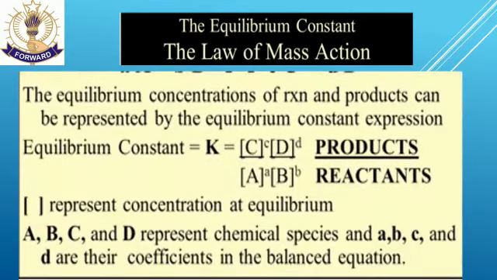Now we will discuss the equilibrium constant. In equilibrium constant, the concentrations of the species are represented by the equilibrium constant expression, which is generally represented by Kc. We can see that Kc equals the concentration of the products over the concentration of reactants, and these concentrations are enclosed in square brackets, while A, B, C and D show the chemical species, and in the superscript we have c, d, a and b. These are actually the coefficients in a balanced chemical equation.